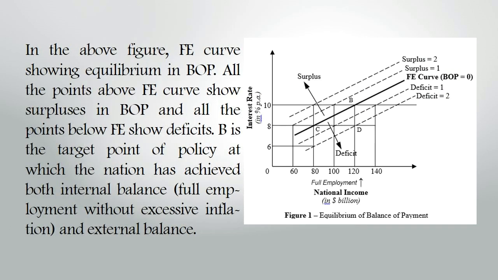In the above figure, the FE curve shows equilibrium in BOP. All the points above the FE curve show surpluses in BOP and all the points below FE show deficits. B is the target point of policy at which the nation has achieved both internal balance, full employment without excessive inflation, and external balance.